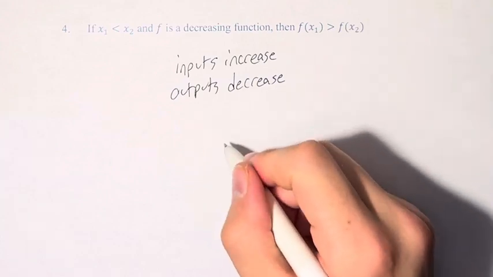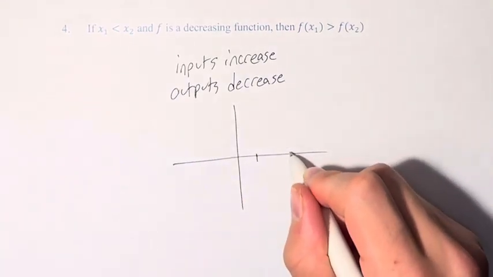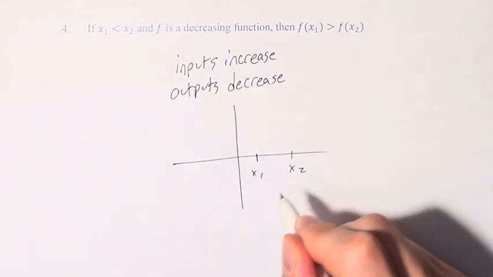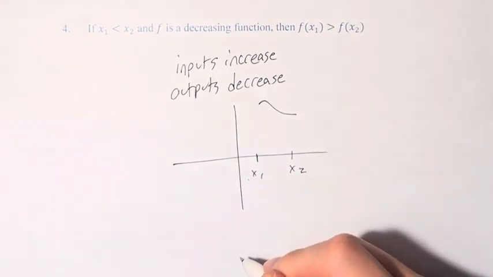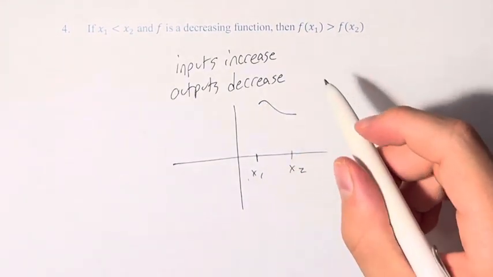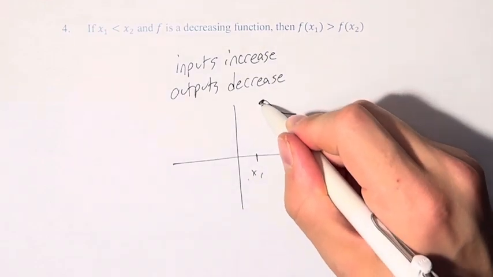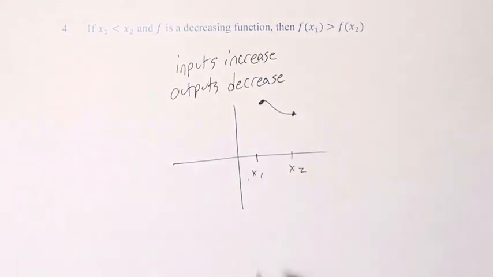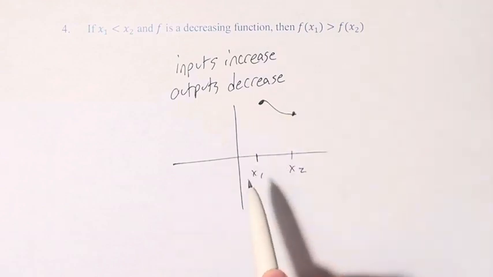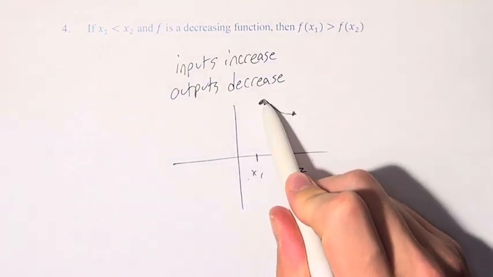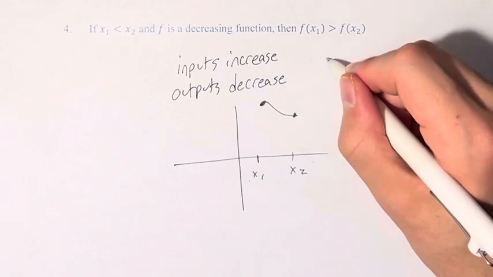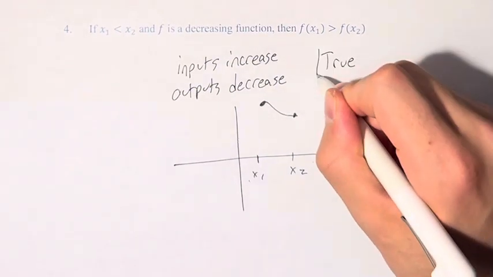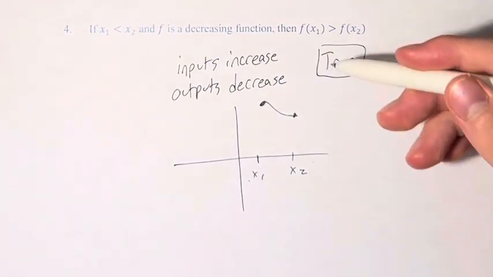Therefore, if we're going from x1 to x2, where x1 is less than x2, the function over this point decreases, right? Not the best graph because this doesn't decrease the whole way, but let's say it decreases from this point to this point. If x1 is less than x2, then f of x1 is at a higher value and it's greater than f of x2. Therefore, just by the definition of a decreasing function itself, this is true.